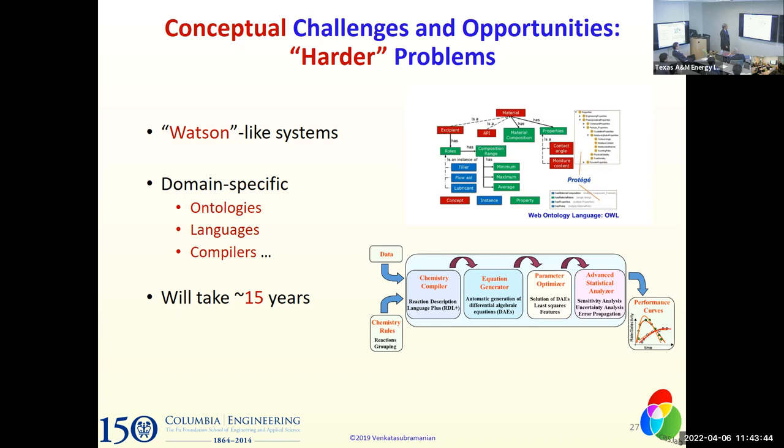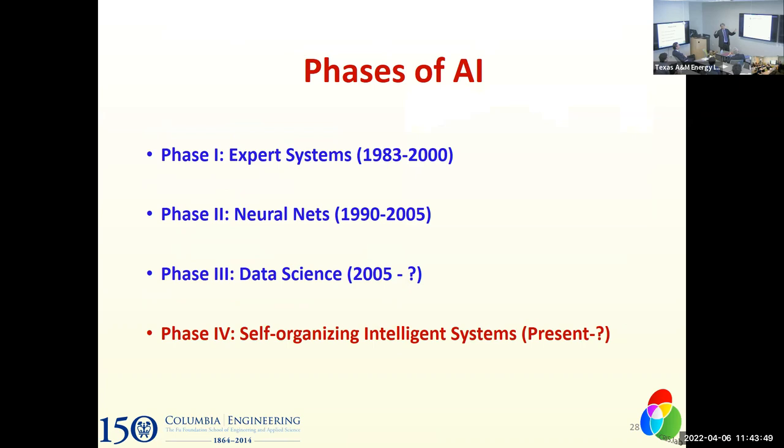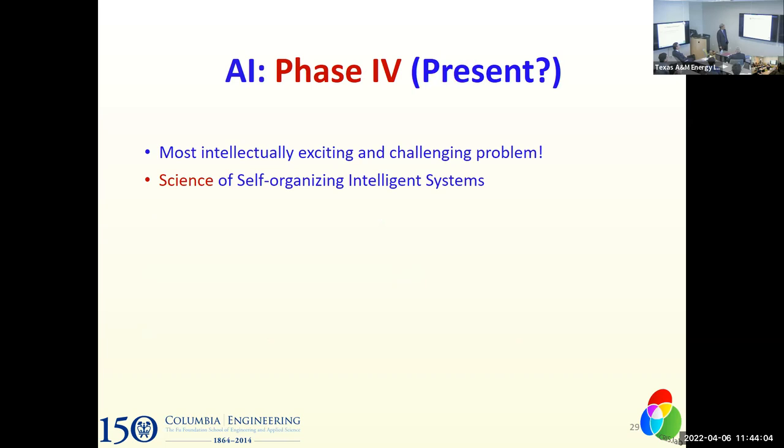Now I'm going to switch to an entirely different topic. I'm going to go really nuts now, okay? And so talk about phase four. This is AI, I view this in a different way. This is self-organizing intelligent systems. Okay. Now, to me, this is the most intellectually exciting and challenging problem out there, which is, what is the fundamental science of self-organizing intelligent systems?